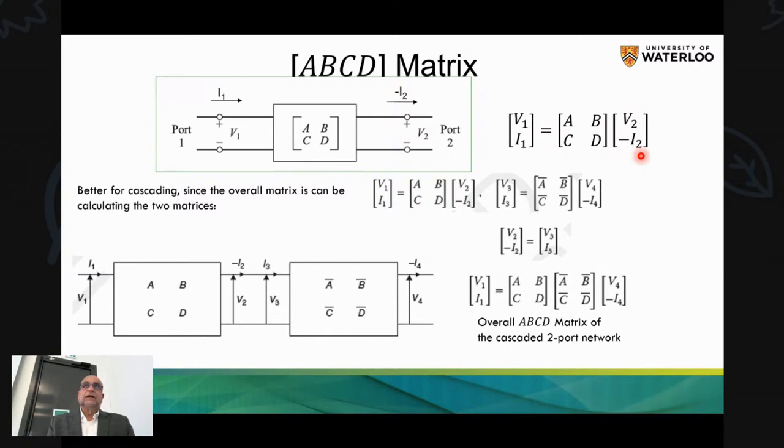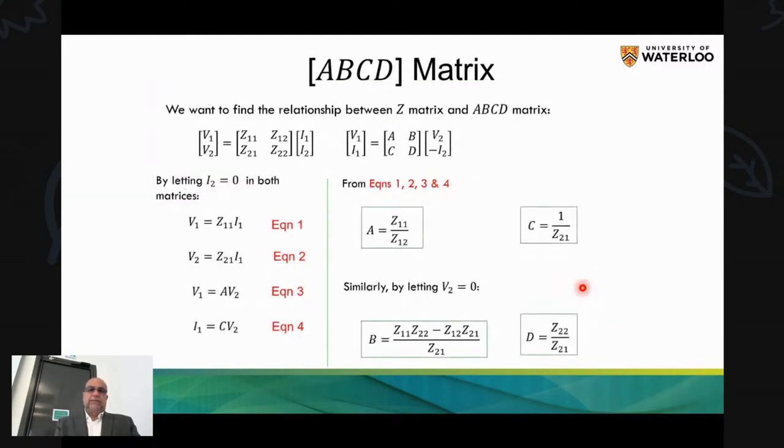But the beauty of the ABCD matrix is when you cascade networks. You cannot easily cascade them using the Z matrix or the Y matrix, but with the ABCD, as you can see from this simple analysis, the total ABCD matrix of these two networks is the multiplication of the individual ABCD matrices of each network. So overall it will be like that. That's why we use minus I2, because minus I2 means the input current for the next stage, and that gives you the matrices simply multiplied by each other. And easily anyone can prove that there is a relationship between the ABCD and the Z, for example, because it's the same voltage and the same current. For example, if we let I2 on both equations be zero, right?